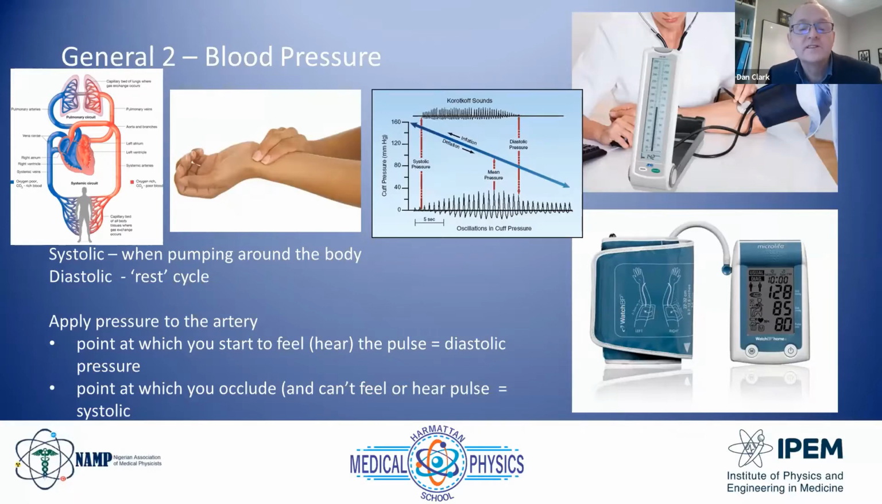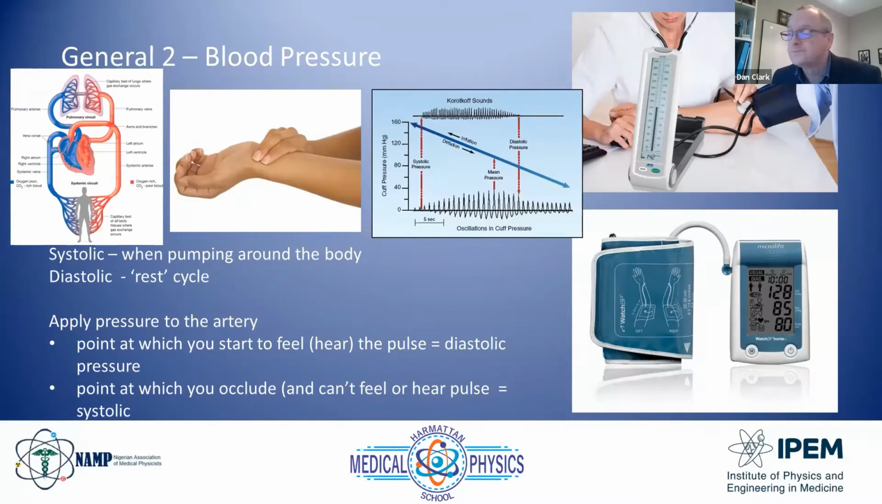You carry on releasing the pressure. At some point, you stop hearing those Korotkov sounds completely, and that second pressure where you reach that is the rest, or the diastolic pressure of the heart. So that's the old-fashioned manual way of doing that, using a stethoscope, and there are automatic machines widely used in healthcare now, which can do that for us.